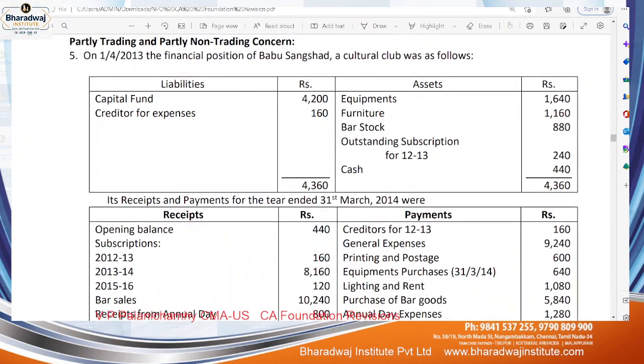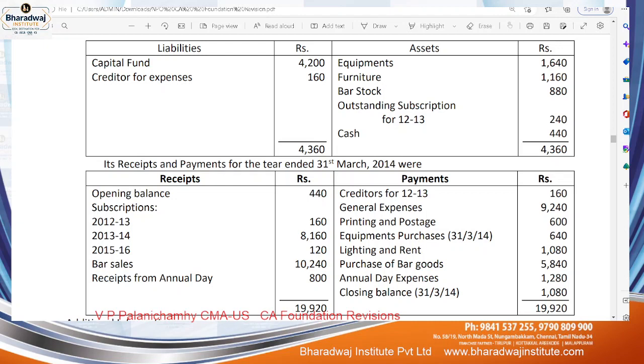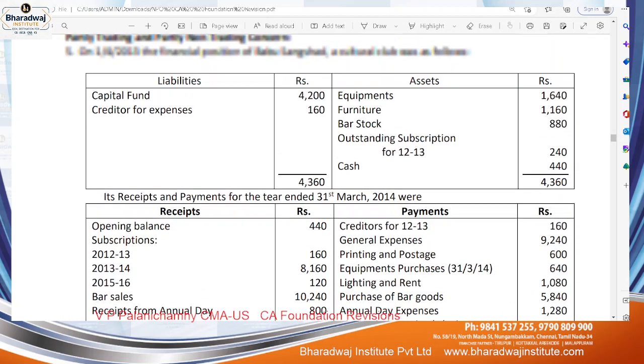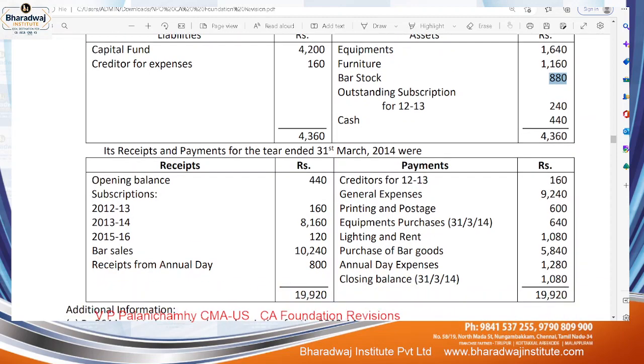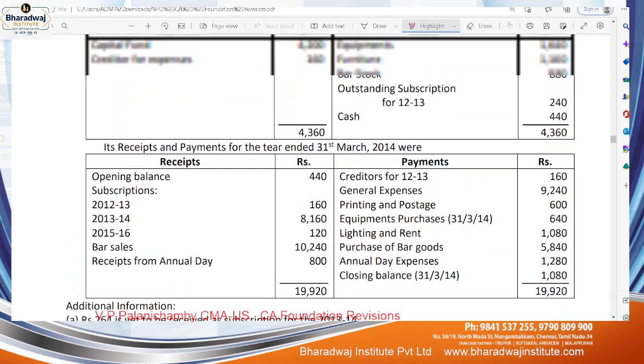Partly trading and partly non-trading concern, title கொடுத்திருப்பாங்க. Example எல்லாம் கொடுக்க மாட்டாங்க. How to identify? Simple, you can see in the receipt side there is bar sales given, 10,240 இருக்கு. Asset side-ல பாருங்க, there is bar stock given, 880. Adjustment-ல there is a closing bar stock given. Purchase of bar goods கொடுத்திருக்காங்க. So the more information available on that, you have to prepare the separate trading account for that.